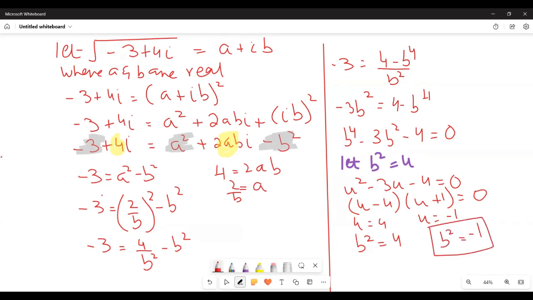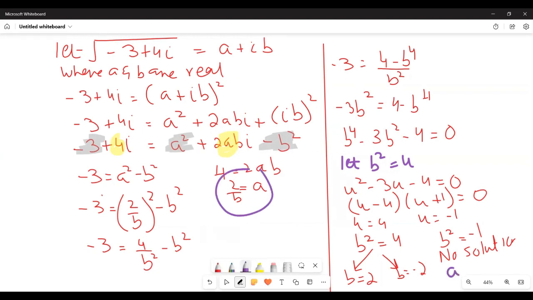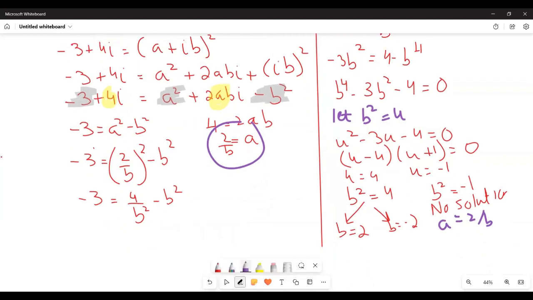You can't get a real solution from here. If you find the square root of -1, you get math error. We initially said that a and b are real, so no solution is possible here. And we have two values of b. b is either 2 or b is -2. From here, we will find two values of a. We know that a is 2 upon b. So when b is 2, a is 1. And when b is -2, a is -1.